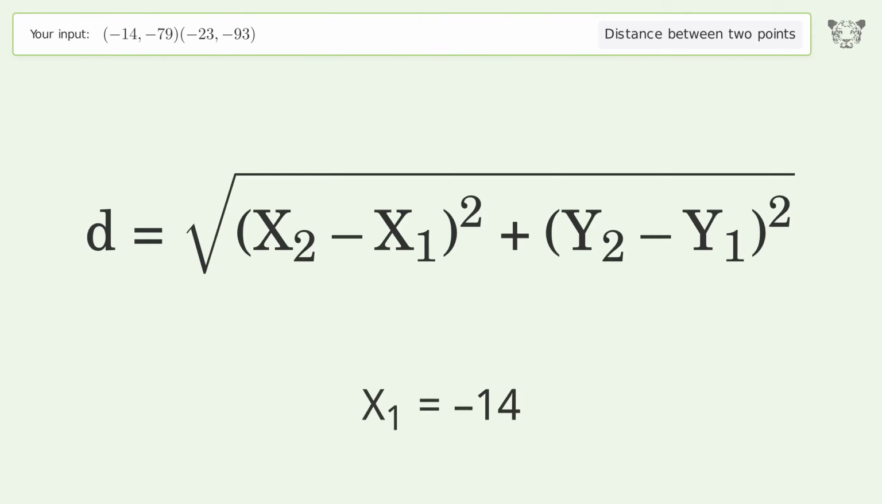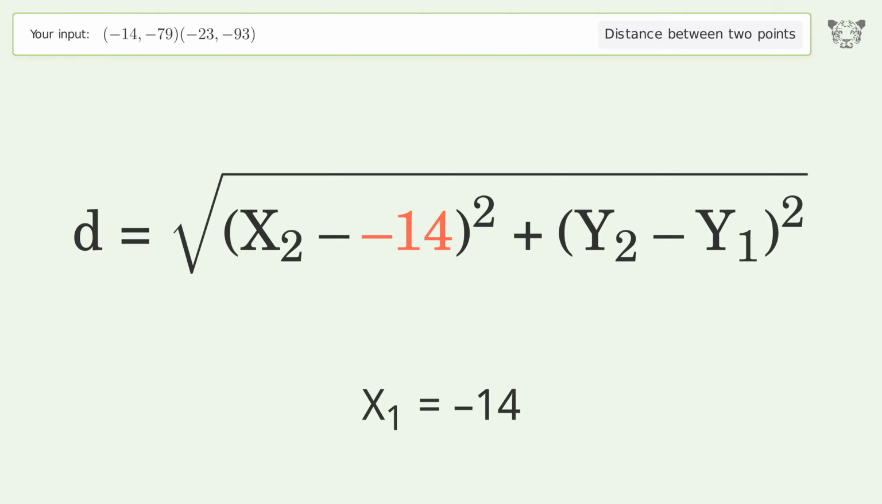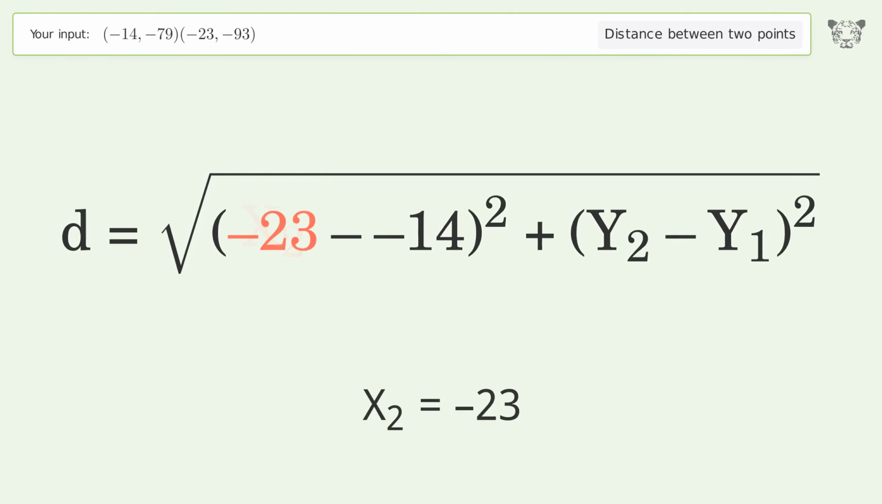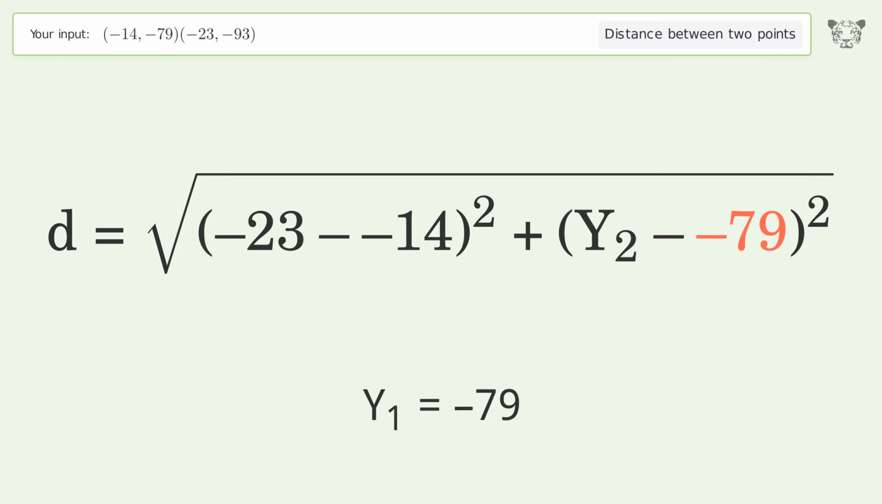x1 equals -14. x2 equals -23. y1 equals -79. y2 equals -93.